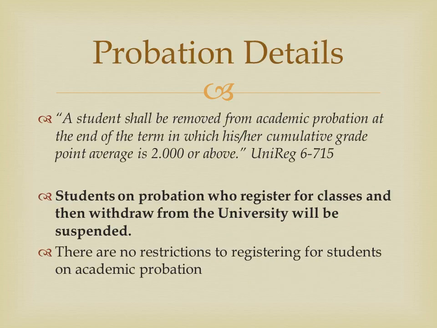So let's talk just a second about academic probation and get into the details. We have a quote specifically from that UNIREG, the 6715, the one that deals with suspension and probation and academic standing. A student shall be removed from academic probation at the end of the term in which his or her cumulative grade point average is above a 2.0. So that's what we outlined on the previous slide.